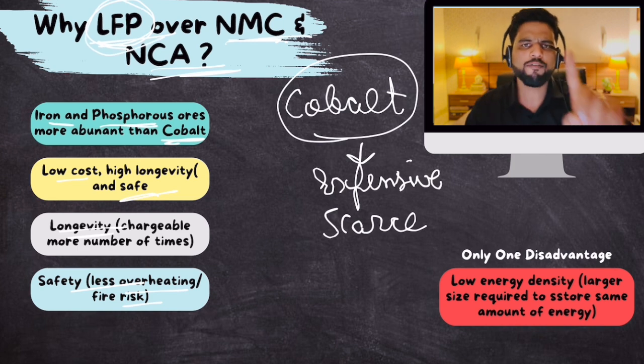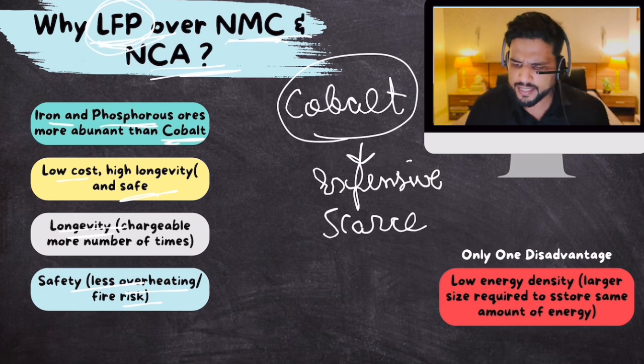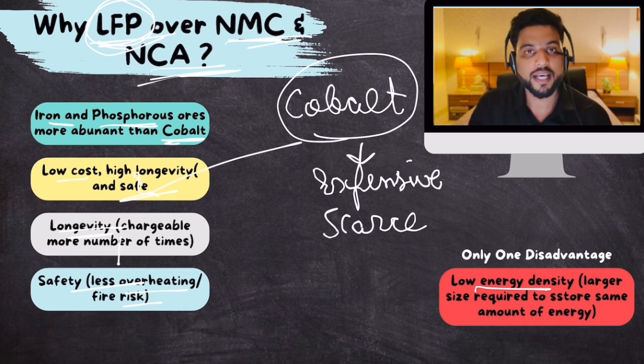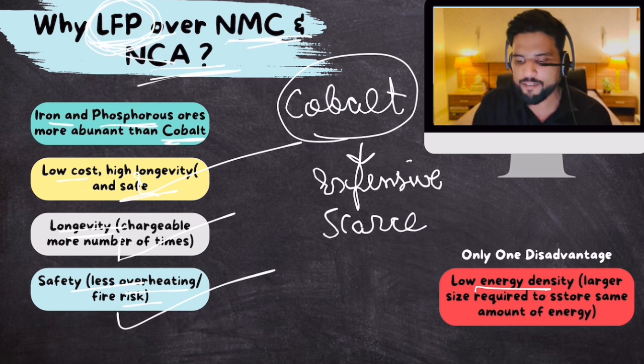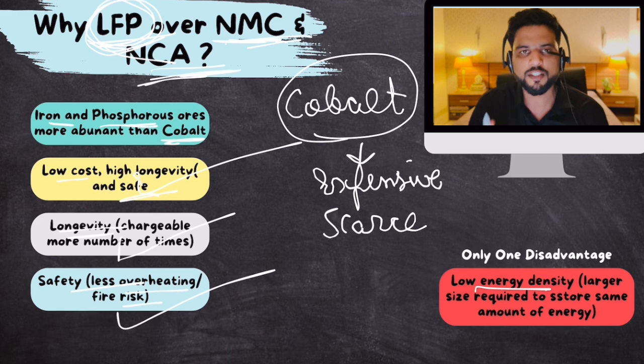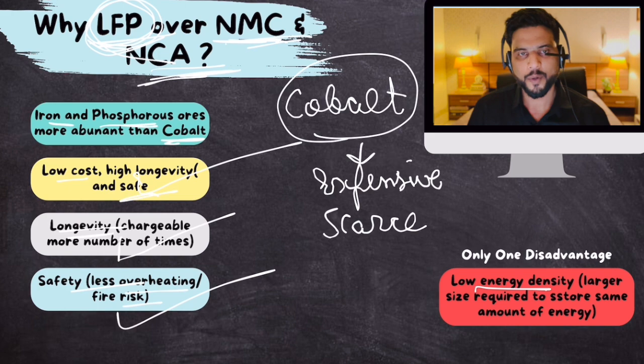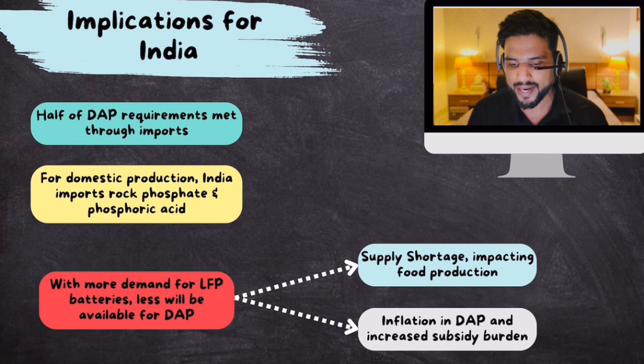LFP batteries have only one disadvantage, and that is they have low energy density. They produce less energy as compared to NMC and NCA. But the fact is that they are low cost, they are rechargeable, they are safe. That is why manufacturers are preferring LFP over NMC and NCA, despite the fact that it has lower energy density than NMC and NCA. Make sense? Now, how will this impact India? Because India requires a lot of DAP, Indian farmers require a lot of DAP. So how would this impact India?